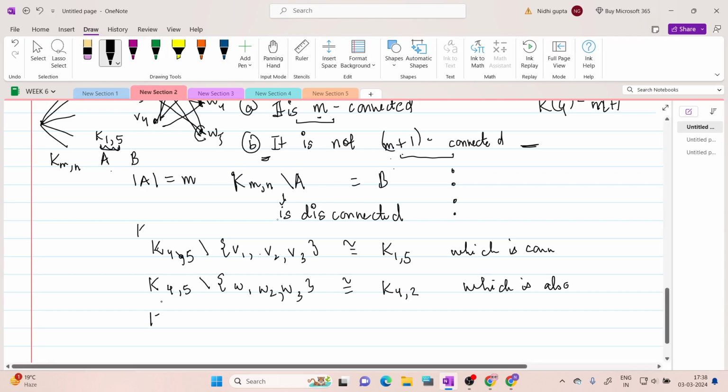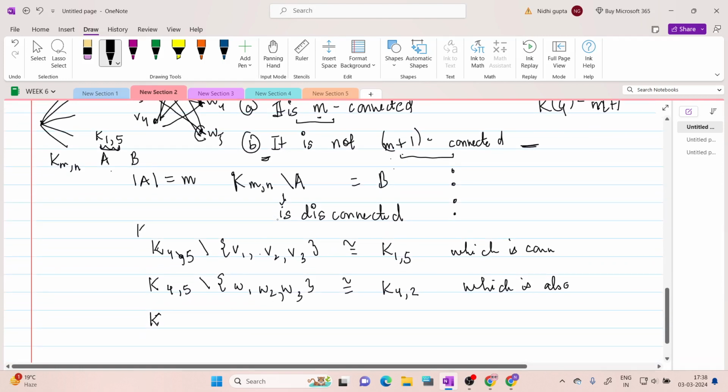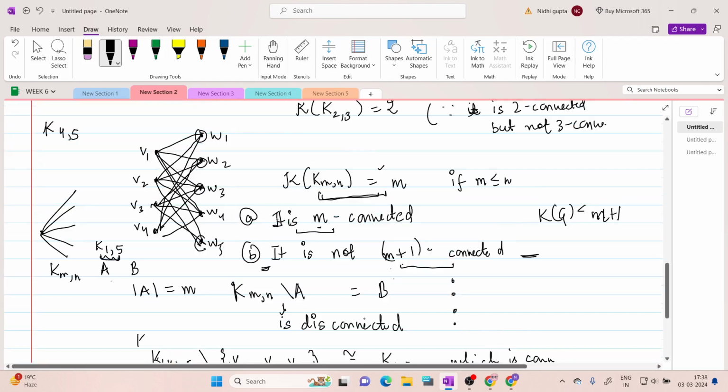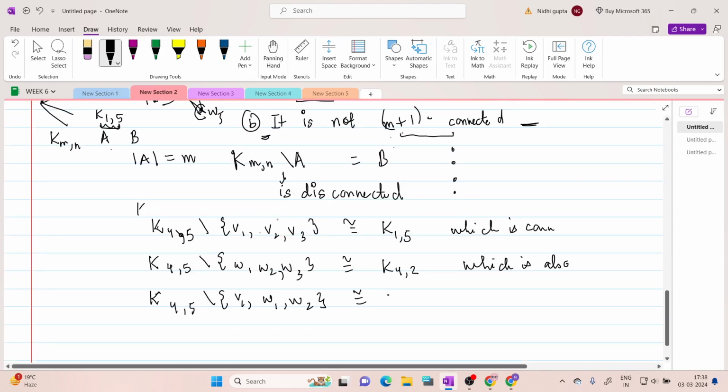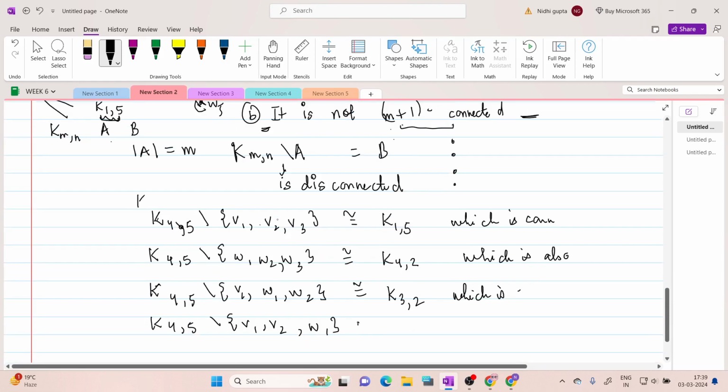What if I remove, now it is simple, right? Now what if I remove one vertex from the first partition and two vertices from the other partition, then what is my graph? K32, which is also connected. And the last case remaining is if I remove two vertices from partition 2 and two from the first partition and one from the one, then what is my graph? This is just K24, which is also connected.